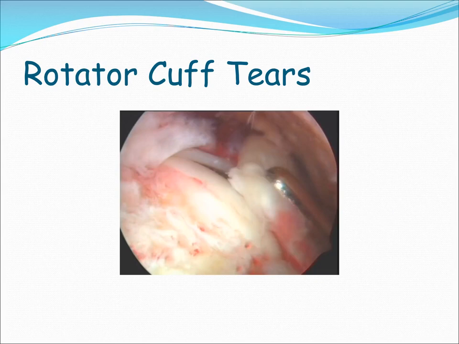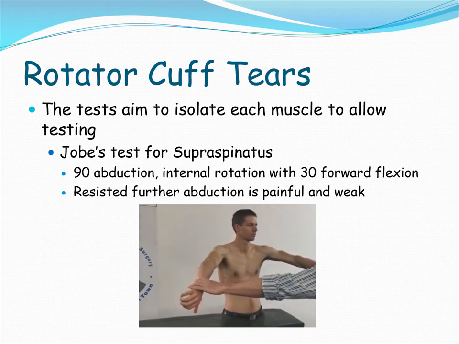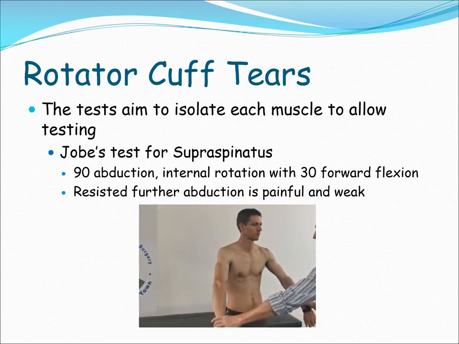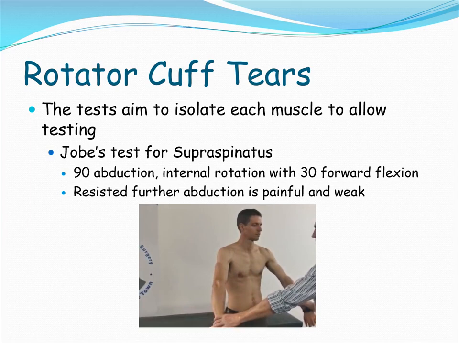There are several individual tests for each rotator cuff tendon. The first is Jobe's test for supraspinatus, where, as you can see in this picture, the arm is in 90 degrees of abduction, internal rotation with the thumbs pointing down, and 30 degrees of forward flexion. You then ask the patient to resist you while you try and push the arms down, as shown in this video. If it's painful or weak, it may suggest a rotator cuff tear or subacromial impingement and bursitis.